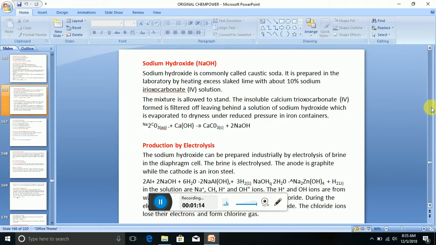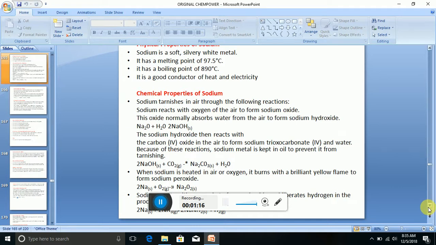Now let's look at some compounds of sodium.